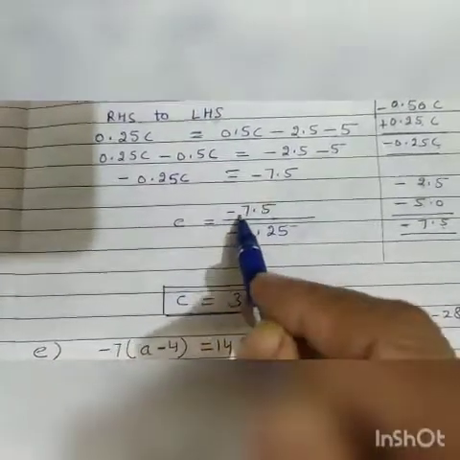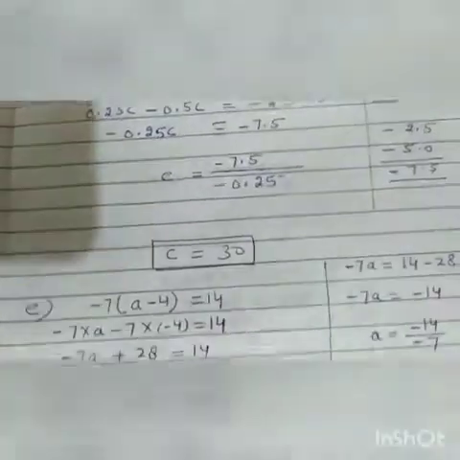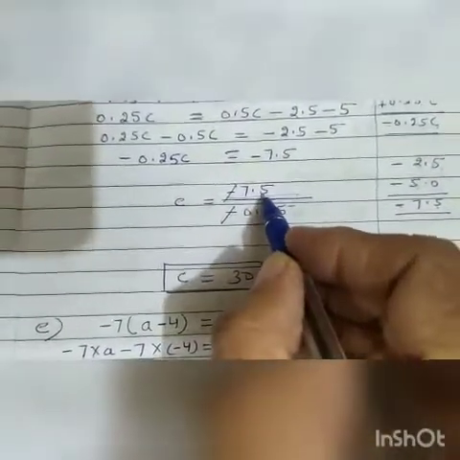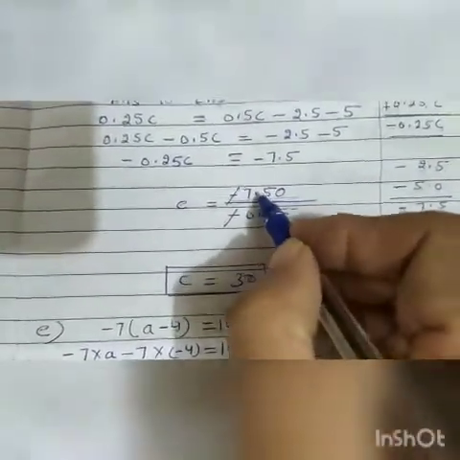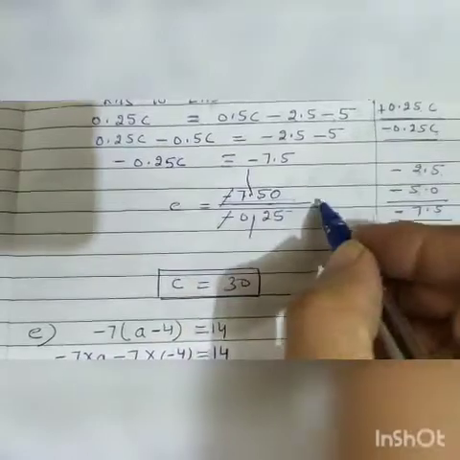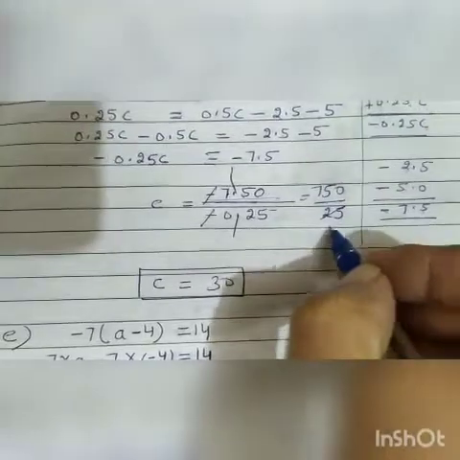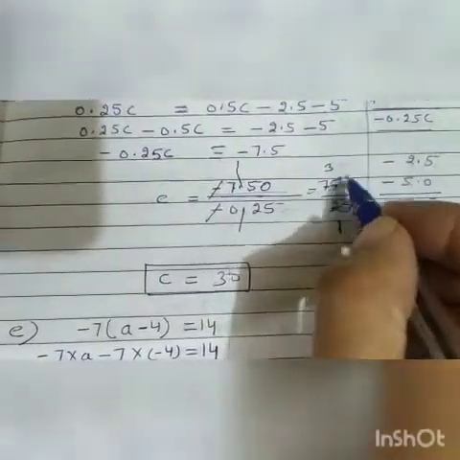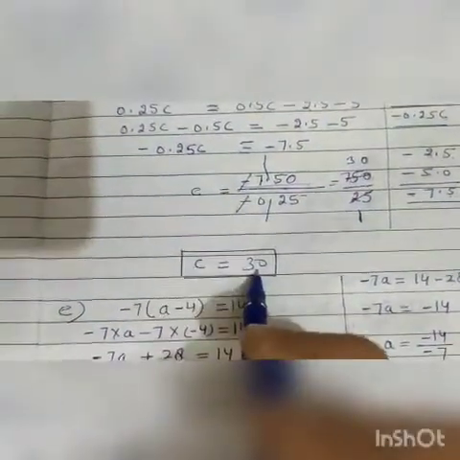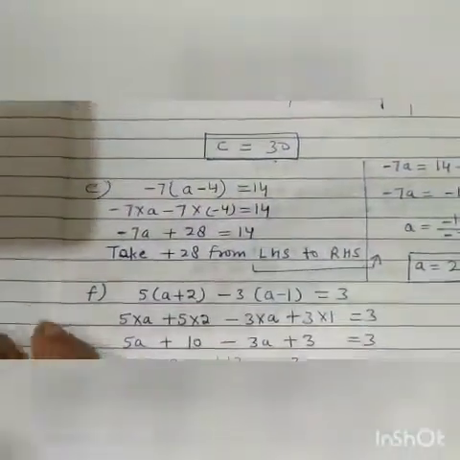Now c is equal to minus 7.5 upon minus 0.25. Student, minus minus cancel. Here after the decimal there are 2 digits, but here only 1 digit. So we will add a 0 and remove the decimals. Now our number is 750 upon 25. 750 upon 25. 25 ones are 25. 25 threes are 75. 0 0. It means C is equal to 30. This is C, not E.